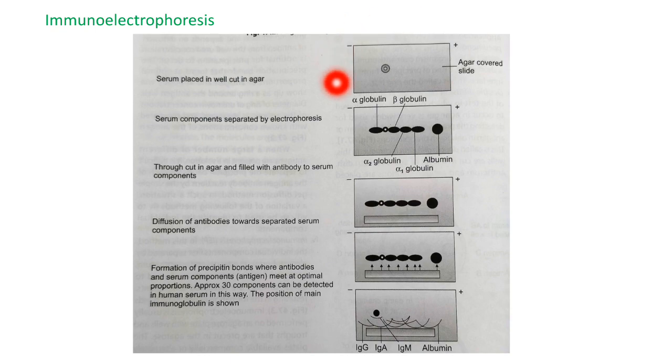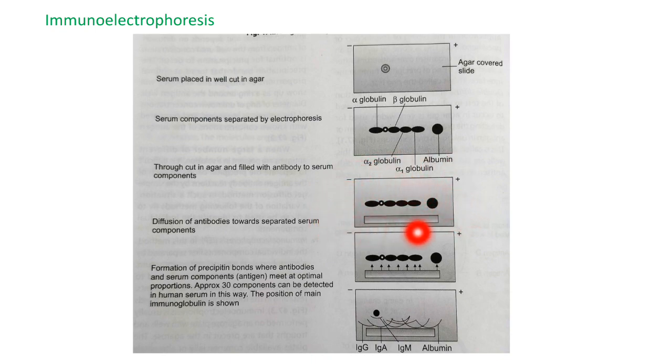This is the agarose slide, where agarose is applied on the glass slide, and a well is cut in the agarose. The components present in the serum or sample are separated by the electrophoresis technique. Here they are separated into albumin, alpha 1, alpha 2, beta, and gamma globulins. Then the trough cut is filled with the antibody to serum components.